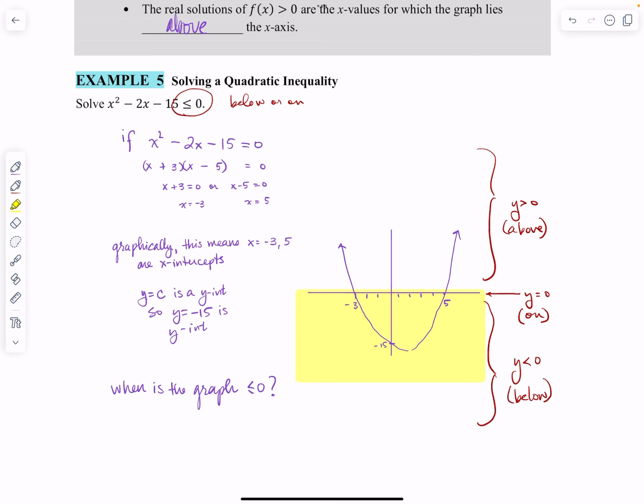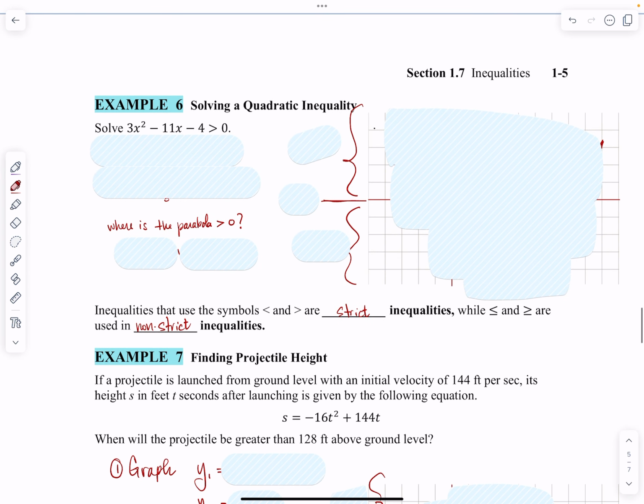Well, our graph then, and for the record, we're always going to use x values to state this. So that means that from the x value of -3 all the way to the x value of 5, all of my graph is going to be below or on the x-axis. So from -3 all the way to 5, and since we wanted the on values, we are including the -3 and we are including the 5. Okay, now let's go to another one.